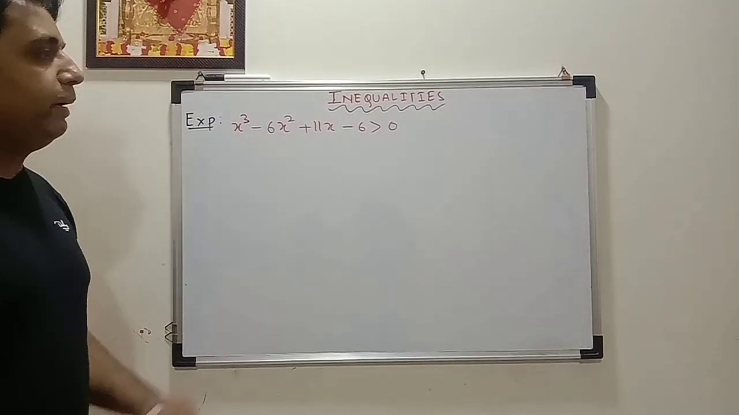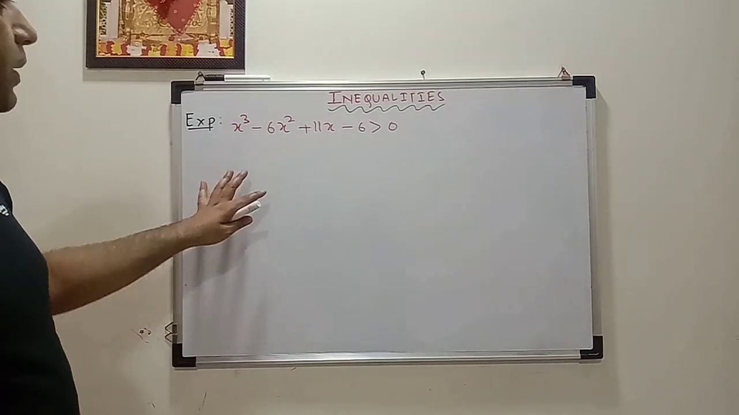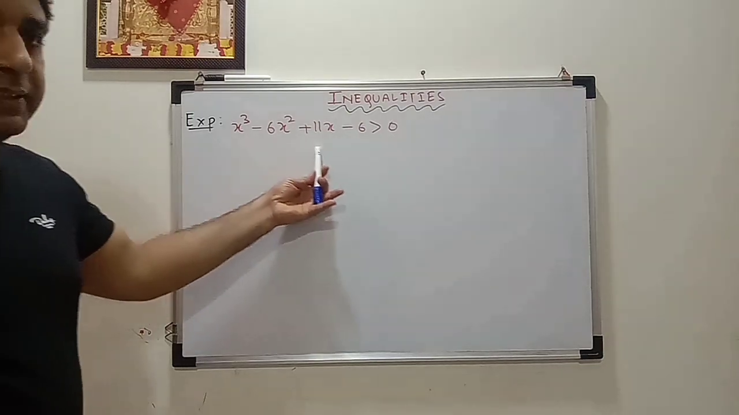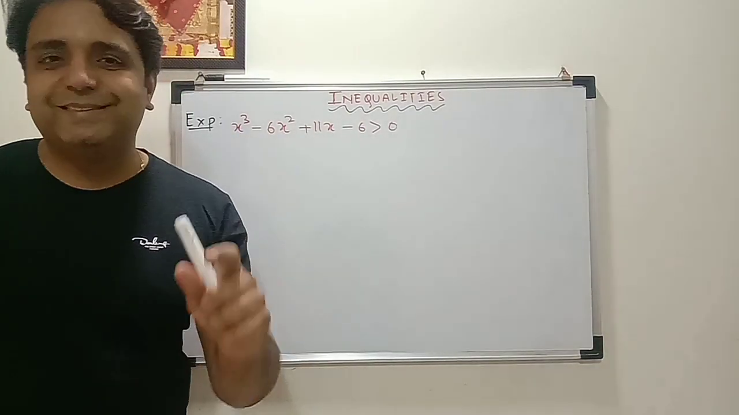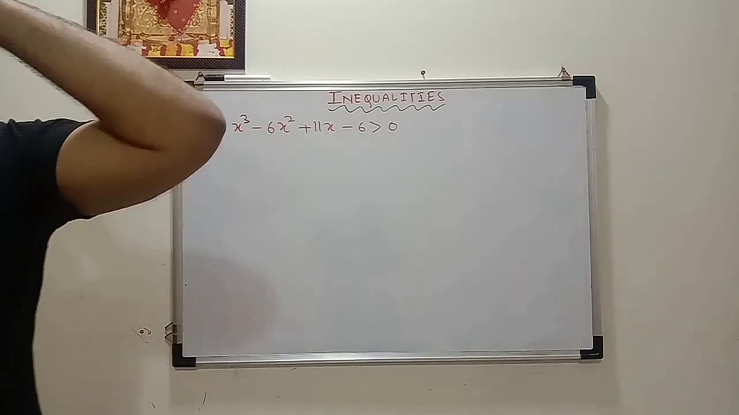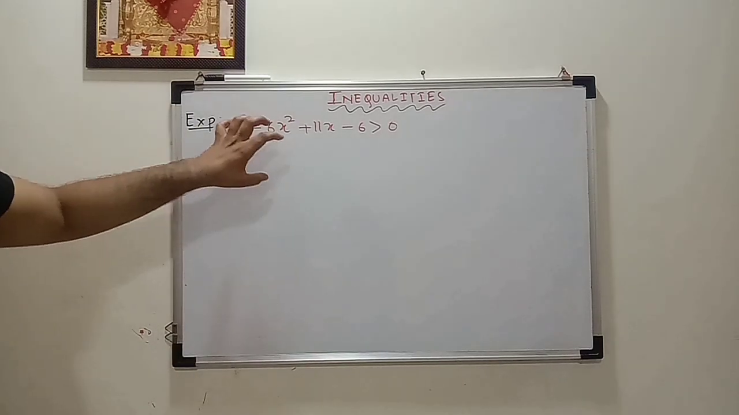I hope everyone understood the rules we have discussed. Now we'll take one example: x cube minus 6x square plus 11x minus 6 greater than 0. So what is our first rule? The first rule is that you need to write the factorization of that.